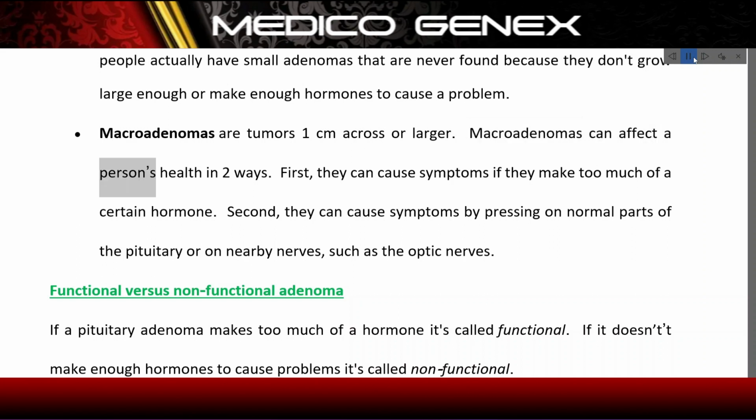Macroadenomas can affect a person's health in two ways. First, they can cause symptoms if they make too much of a certain hormone. Second, they can cause symptoms by pressing on normal parts of the pituitary or on nearby nerves, such as the optic nerves. Functional versus non-functional adenoma. If a pituitary adenoma makes too much of a hormone, it's called functional. If it doesn't make enough hormones to cause problems, it's called non-functional.